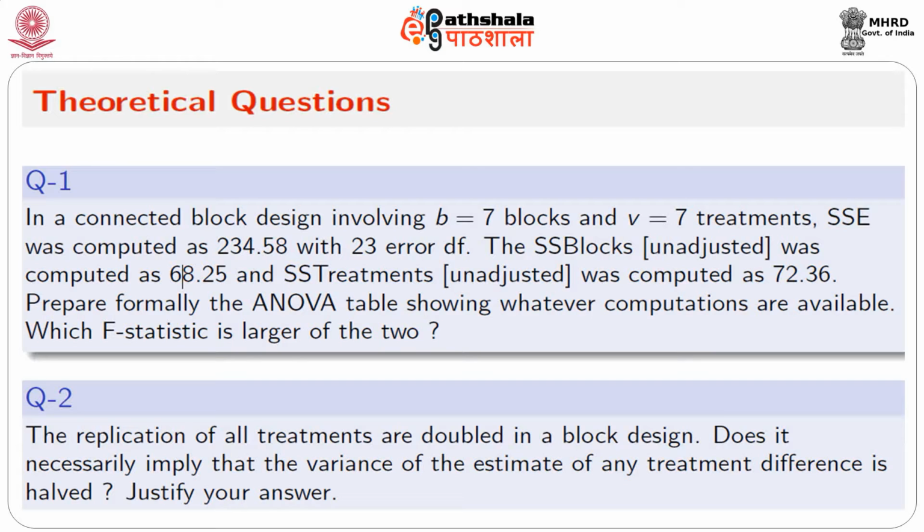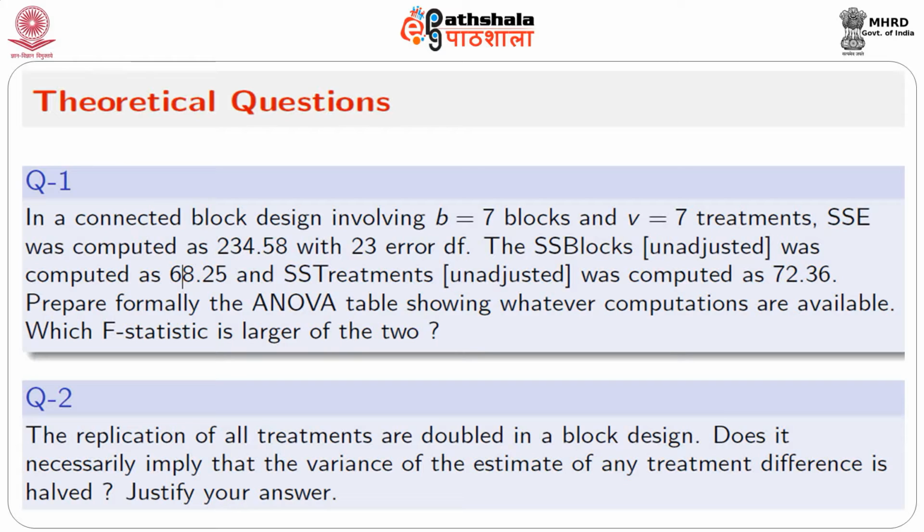Sir, will you explain the question a bit more? So let's try to understand. Okay, sir. They are referring to a connected block design. Yes, sir. Involving 7 blocks and 7 treatments, but they don't mention the block sizes. So let's see, and the sum of squares have been computed. We have got the sum of squares due to error with 23 degrees of freedom, and sum of squares due to blocks unadjusted, and sum of squares due to treatments unadjusted. Yes, sir. Okay, prepare formally the ANOVA table.